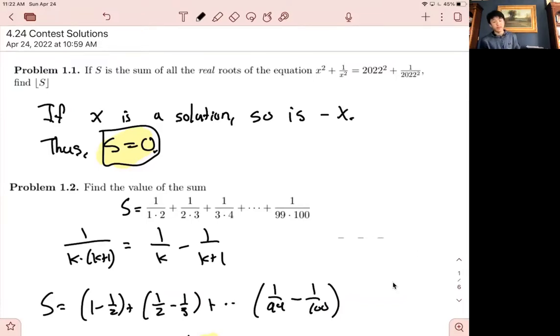Okay, so problem 1. If S is the sum of all the real roots of the equation x squared plus 1 over x squared equals 2022 squared plus 1 over 2022 squared, find the floor of S. The way you handle this is that if x is a solution, then so is negative x, because the equation has x squared terms, so it doesn't matter if you flip the sign. This means you can pair off each of the real roots into x and negative x, which sum to 0. So all of them sum to 0, and the answer is 0. You can actually find all 4 roots, it's not too bad, but yeah.